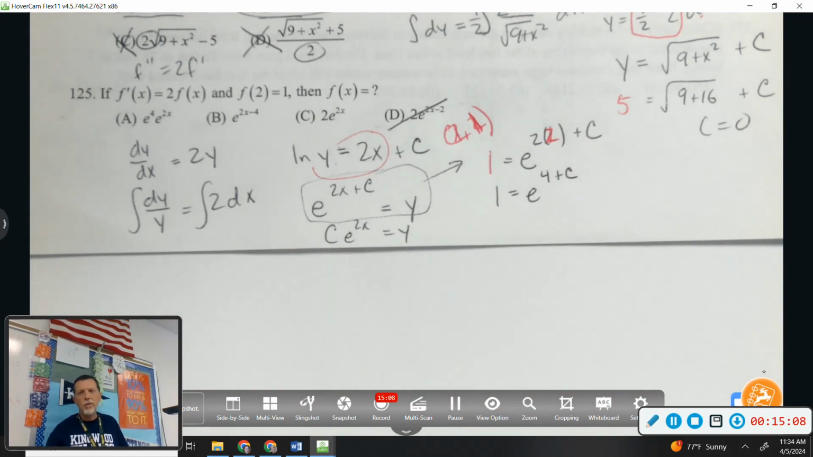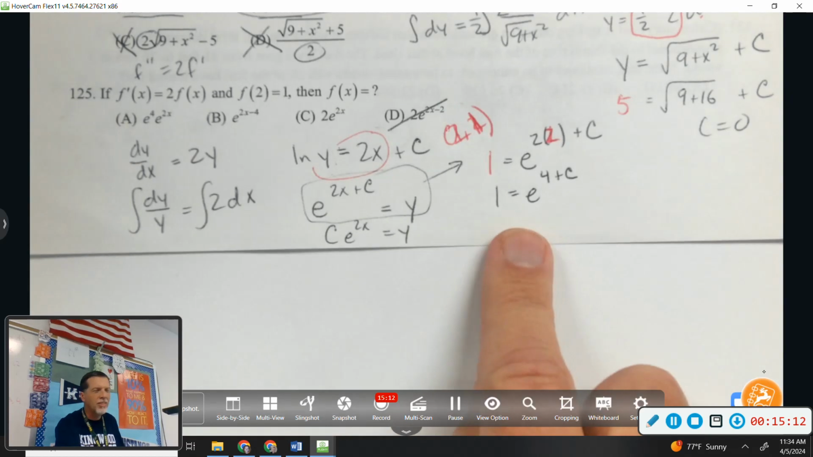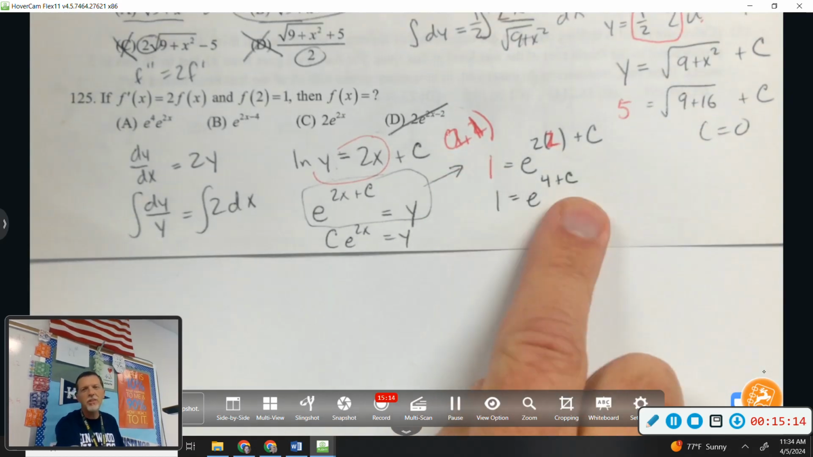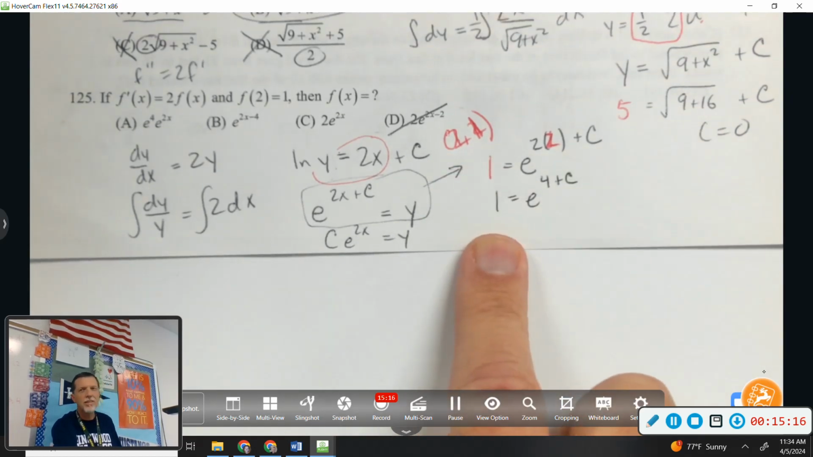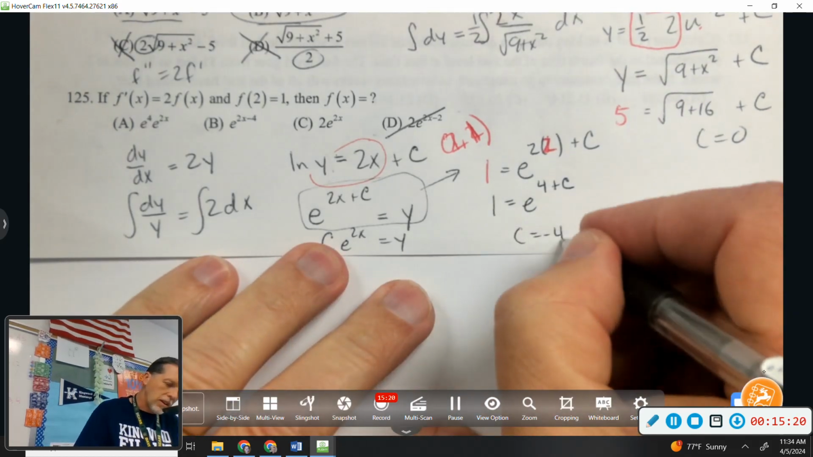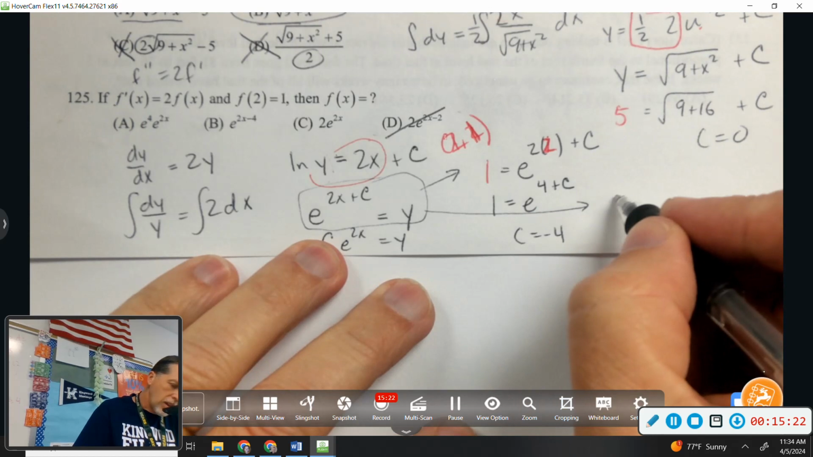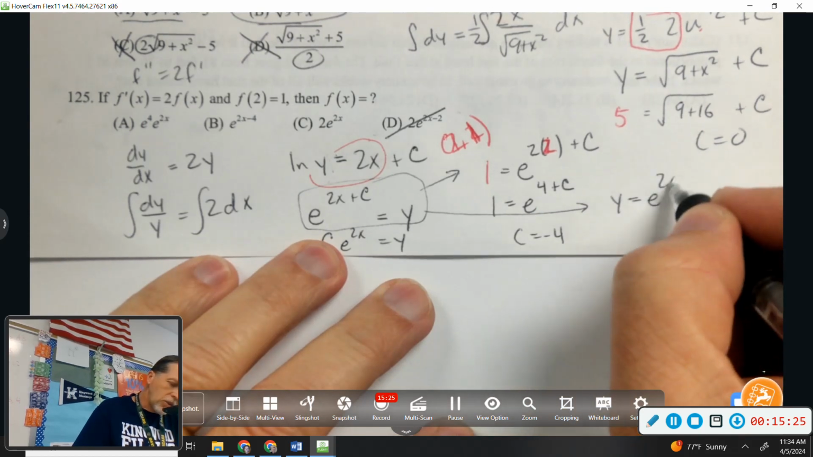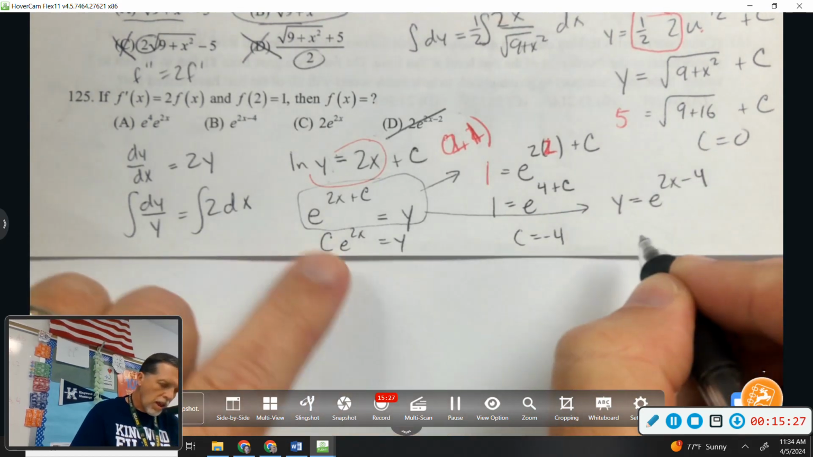Okay, solving that for c with algebra is a few steps away. But let's pause here. e to what power would get me 1? 0. So what does c have to be? Negative 4. So y equals e to the 2x minus 4. And that's answer choice B.